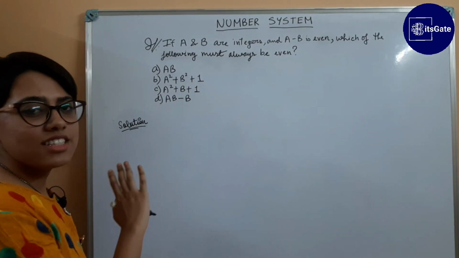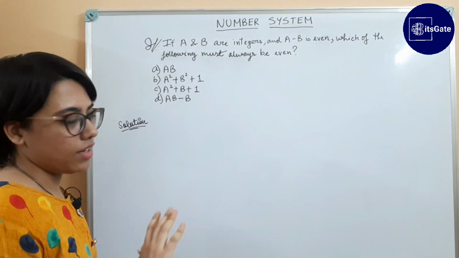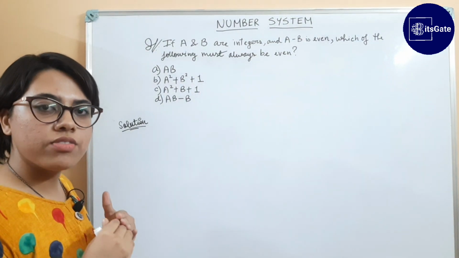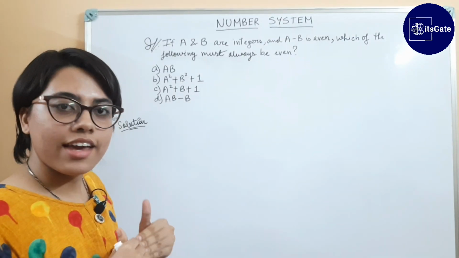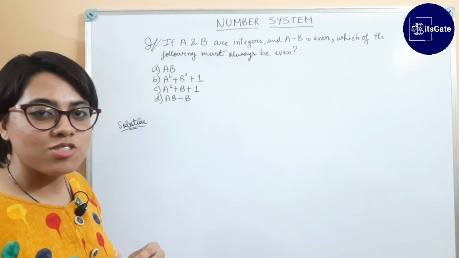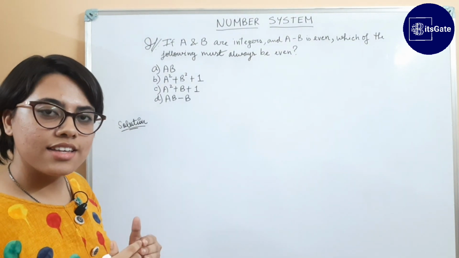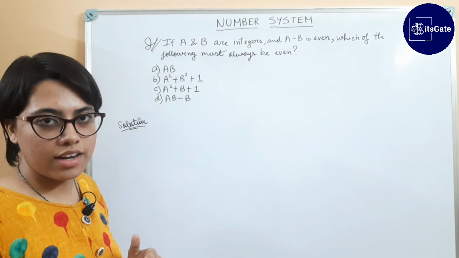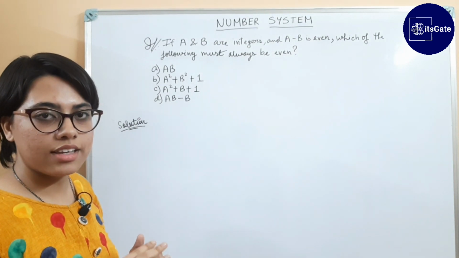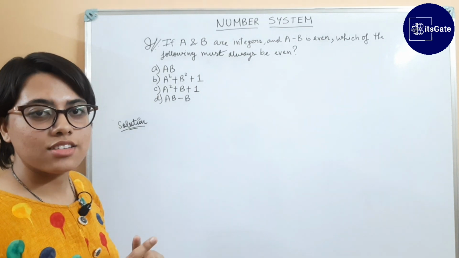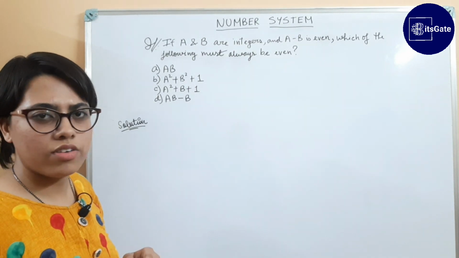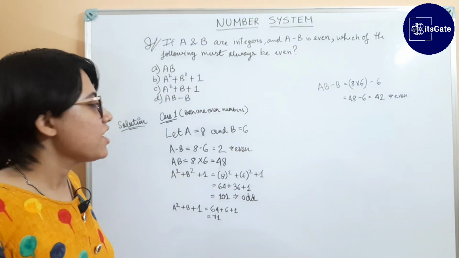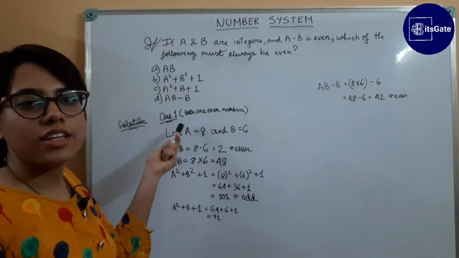First, let us solve this problem using an example. Let us divide this problem into three cases, where in first case we take a as an even number and b also as an even number. In second case we will take a as an odd number and b as an odd number as well. And in third case we will take either of a and b as an odd number and the other one as an even number.